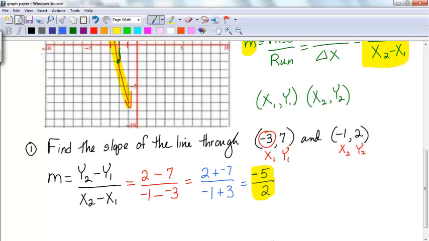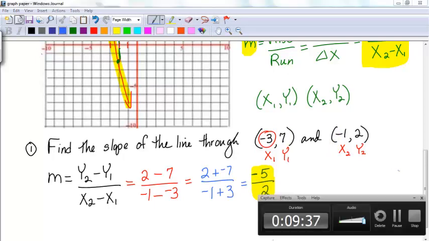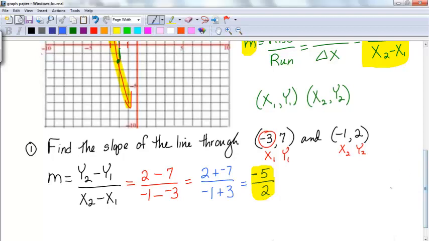Why did you do the 2 plus negative 7? Do you have to do that? No, only if you need to do that. If you can go 2 minus 7's negative 5, you're good. Okay. Let's try another one.